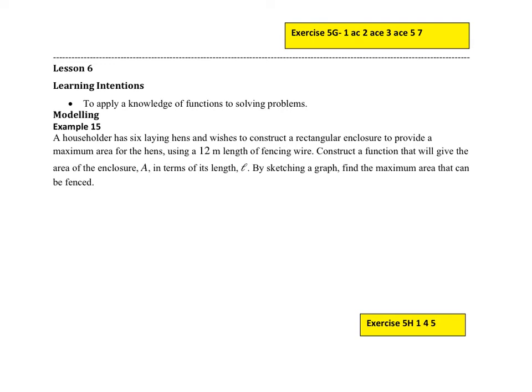Okay, so I've done similar problems before, but this time we're just going to do it all in terms of function notation. So let's have a look at the key parts of this question. A householder has 6 laying hens, could be interesting. A rectangular enclosure to provide a maximum area for the hens. So we need a maximum area, and we've got a 12-metre length of fencing wire.